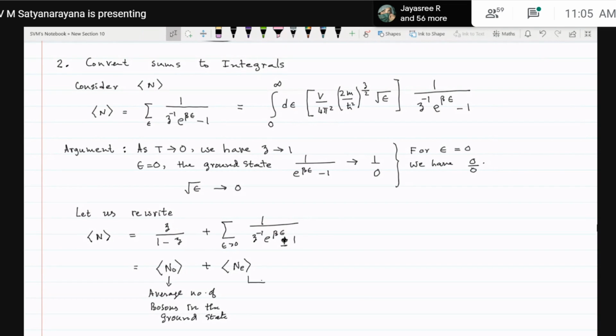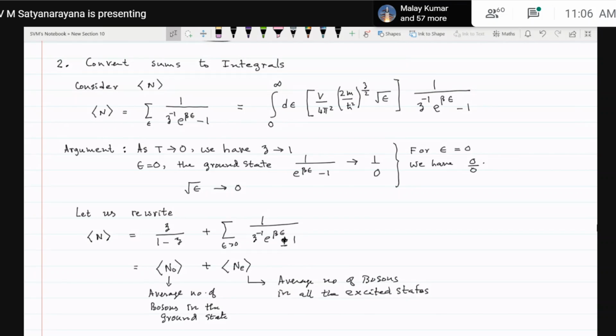And this is the average number of particles, the number of bosons in all the excited states. Okay, so this is kind of an interpretation that we can give to these terms.